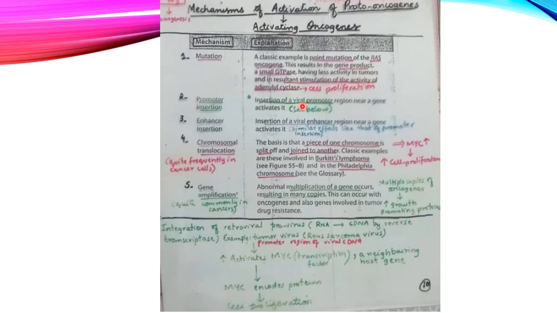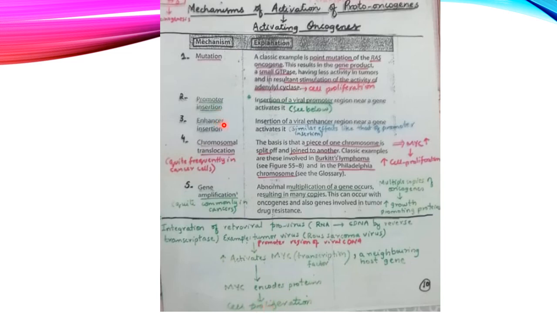Whenever there is insertion of viral promoter into the host genome, then it activates a gene in the host which is called MYC gene. This MYC gene is another transcription factor which encodes many growth proteins, and as a result of which there is cellular proliferation leading to cancer.